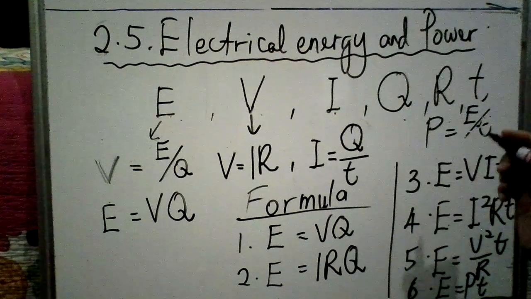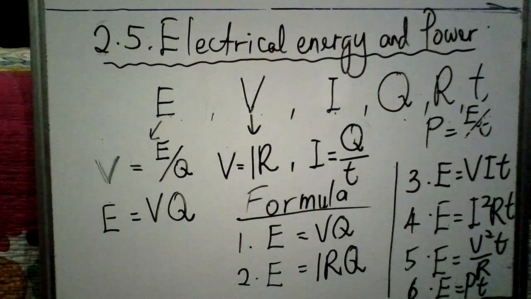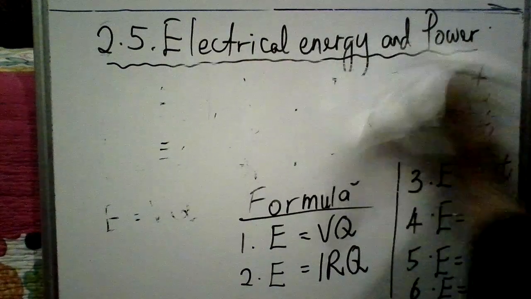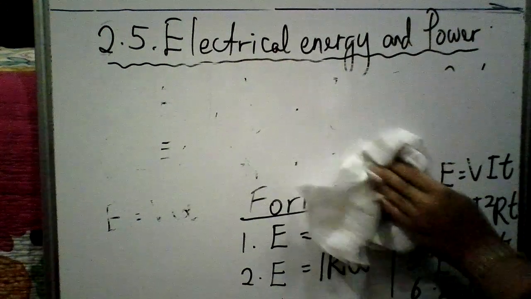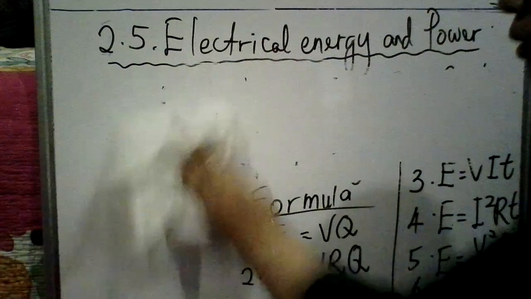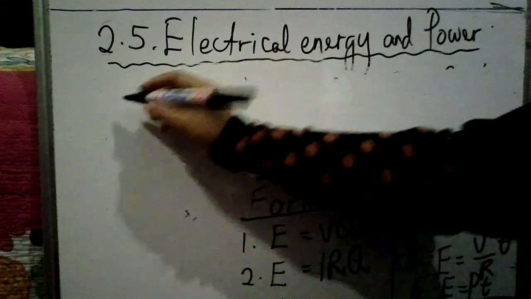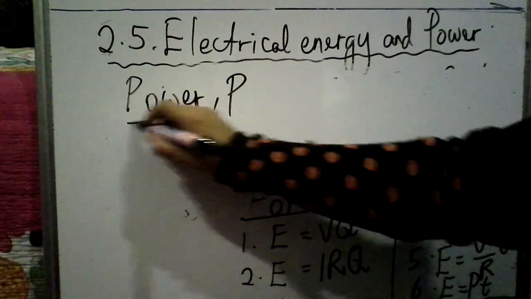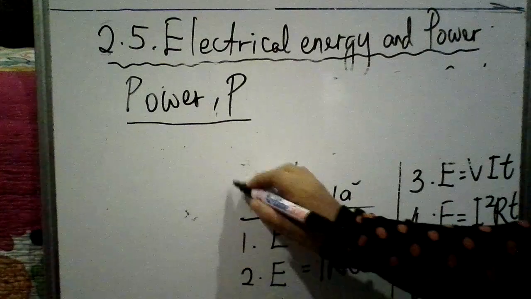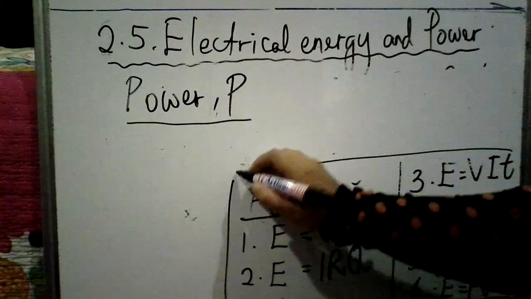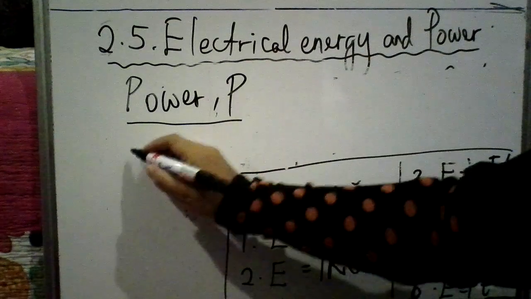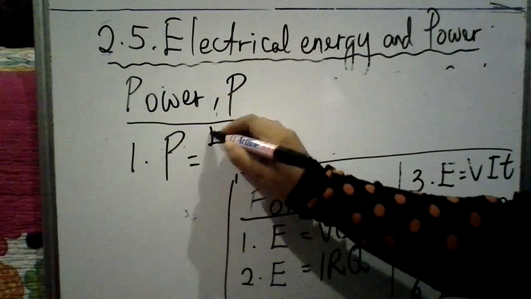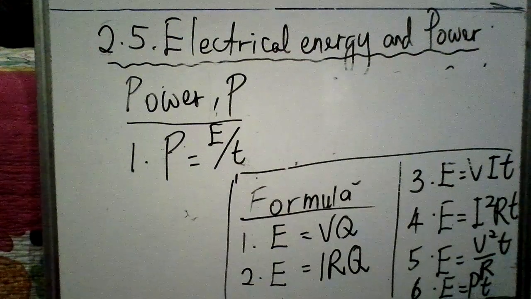Okay, maybe we can list down all the formulas. I write down here. Power, we use the symbol P. Rate of doing work or rate of energy transfer. So generally we have this formula: rate of energy transfer, meaning E divided by T.